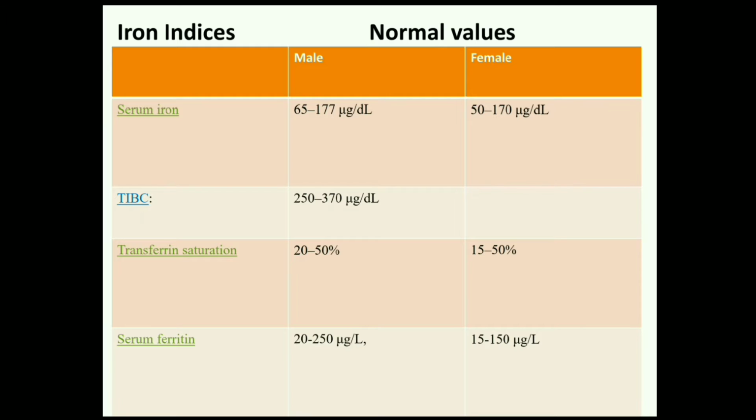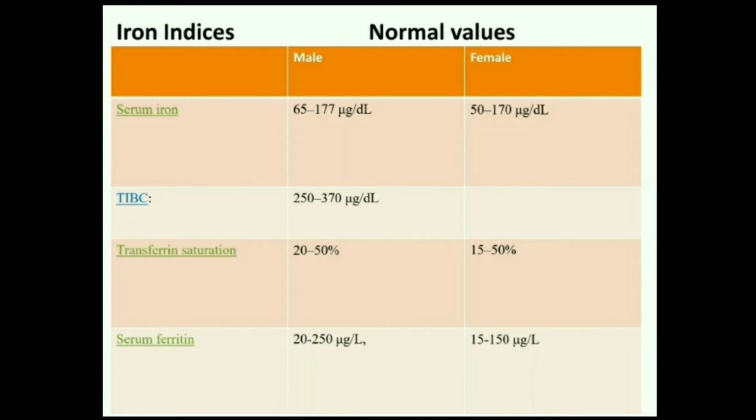TIBC, that is total iron binding capacity. In males, the value is 250 to 370 μg per dl. Transferrin saturation: in males, the values are 20 to 50%, whereas in females, the value is 15 to 50%. Serum ferritin: the value in males is 20 to 250 μg per dl, whereas in females the value is 15 to 150 μg per dl.